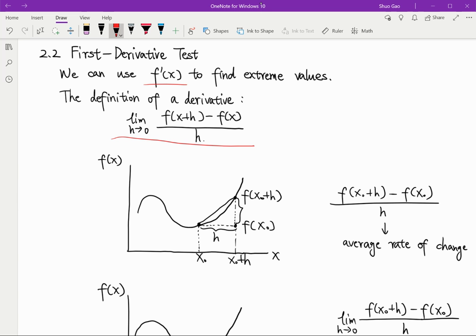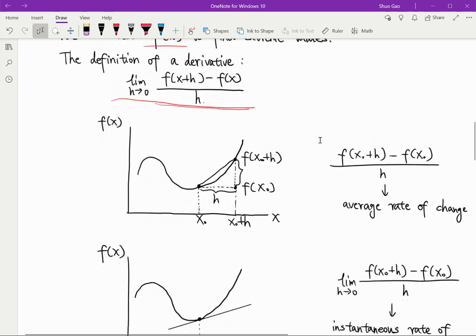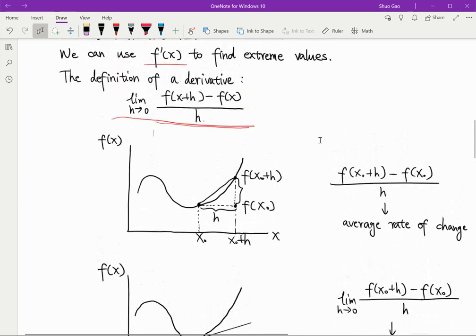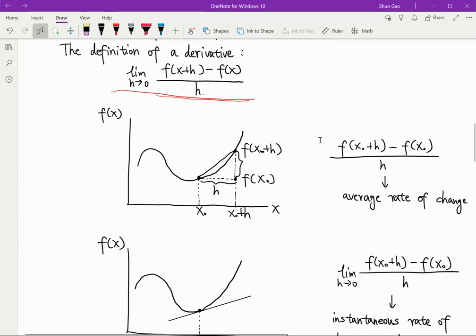The derivative of function f at the point x is a limit when h is close to 0, of the change of the function f over h. So let's look at two graphs to show why f'(x) can be used to determine the maximum and minimum value.